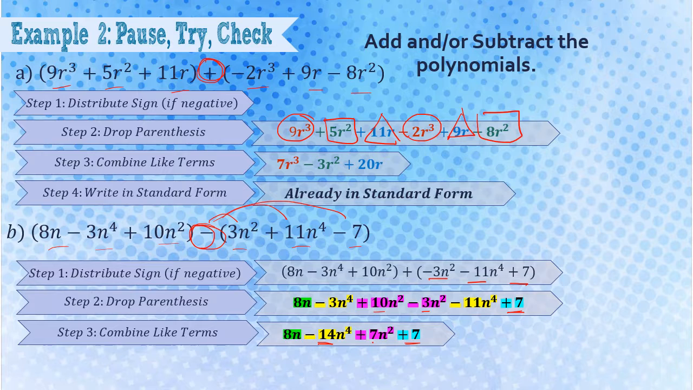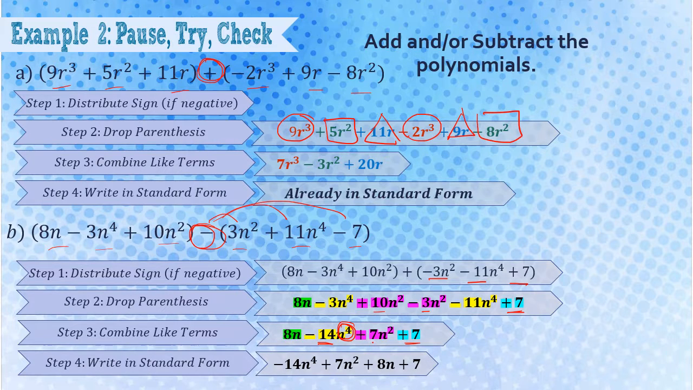It's not written in standard form, so I'm going to go ahead and do that. My highest degree is 4, so I'm going to put that guy first. Negative 14 n to the 4th, and then plus 7n squared, plus 8n, and then plus 7 at the end. We always put those constant terms at the end.